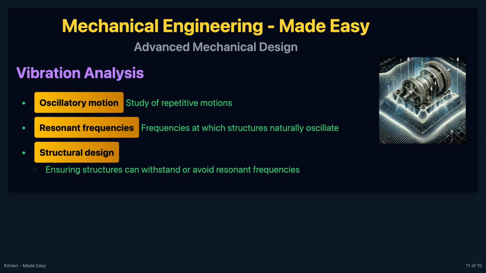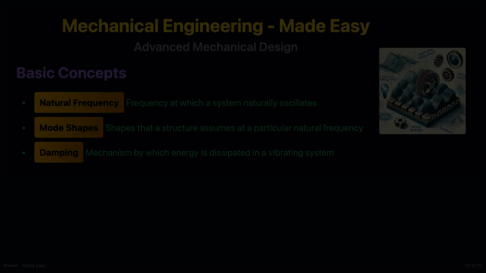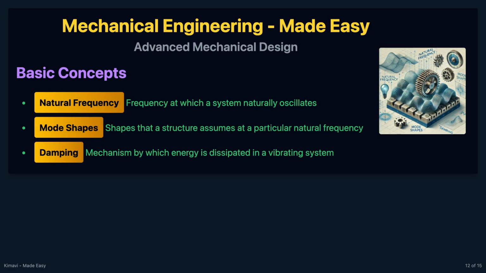Vibration analysis is a subset of dynamic analysis focused on the oscillatory motion of structures. It is crucial for designing structures that can withstand or avoid resonant frequencies. The basic concepts in vibration analysis include natural frequency, mode shapes, and damping. Natural frequency is the frequency at which a system naturally oscillates. Mode shapes are the shapes that a structure assumes at a particular natural frequency. Damping is the mechanism by which energy is dissipated in a vibrating system.